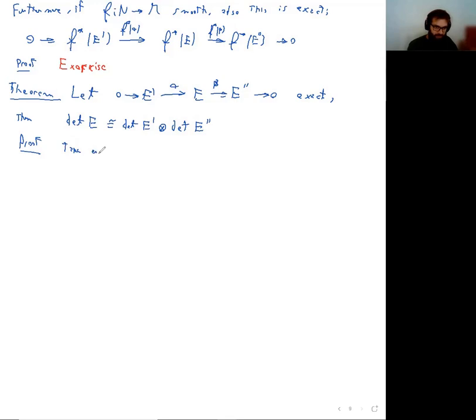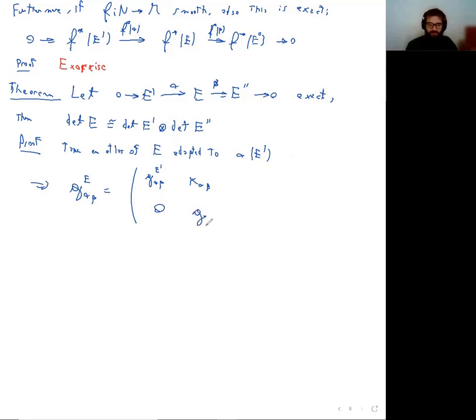So we take an atlas of E adapted to alpha, E prime. This is an injective map, so you can think of this as a bundle. Then the transition maps for E we can write as a block matrix. Here we have the transition maps for E prime. Here we have just something. Here we have zeros, and this is because it's adapted. And here we have something which we know satisfies the cocycle condition.